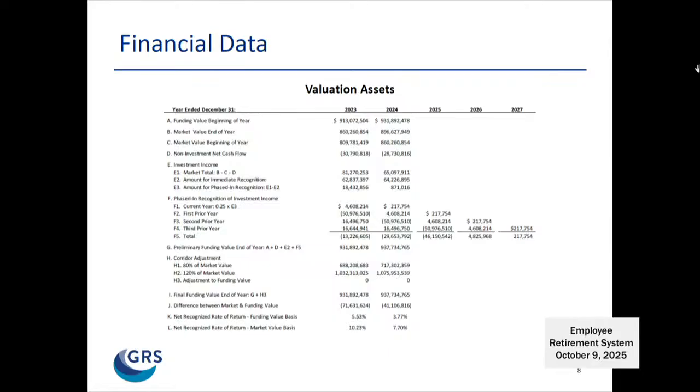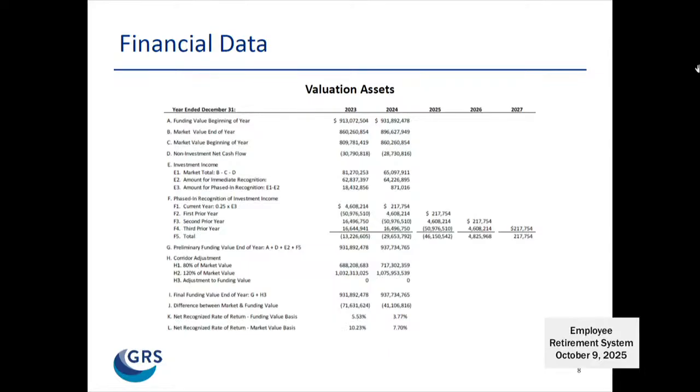So when we add up all these phased-in gains and losses, that's the $217,000, the $4.6 million, then the big loss that we had in 2022 of almost $51 million, and then a fairly decent gain in 2021 of almost $16.5 million. Line F5 has a number of $29.6 million, and that number is negative, meaning that for actuarial purposes, this year there is investment loss being phased in of $29.6 million.